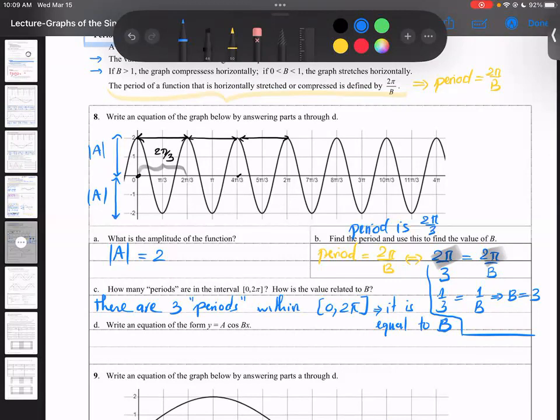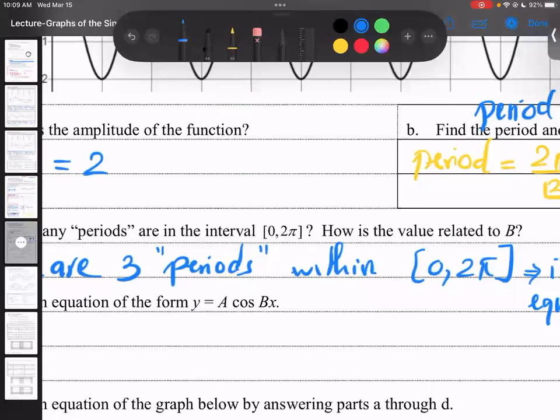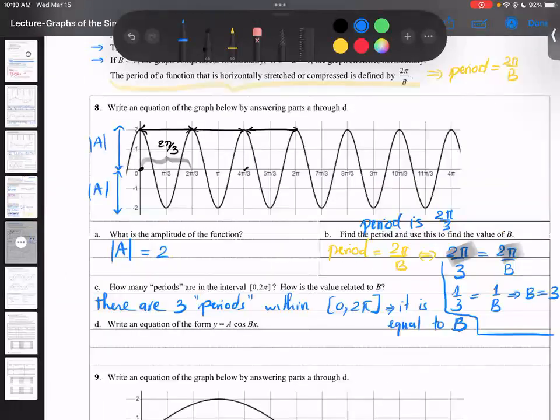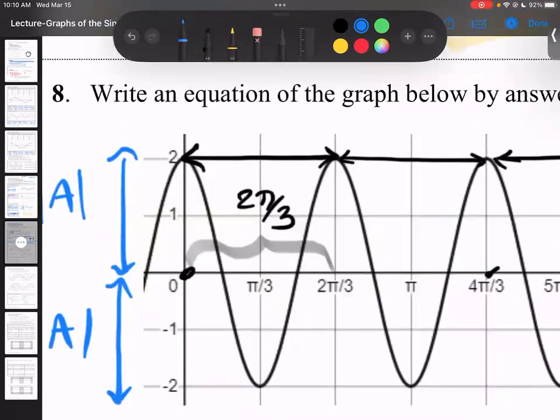It's nice that they tell you what kind of function. They tell you it is cosine. Now, hypothetically, if they didn't tell you it's a cosine function, would you be able to tell? Yes, you can, right? Because you start out with the maximum instead of the x-intercept.